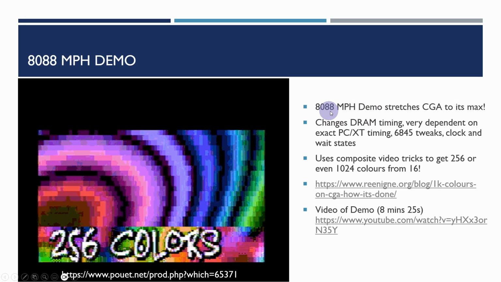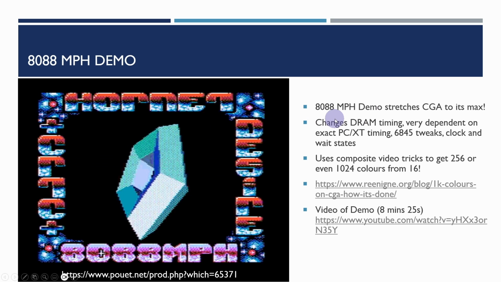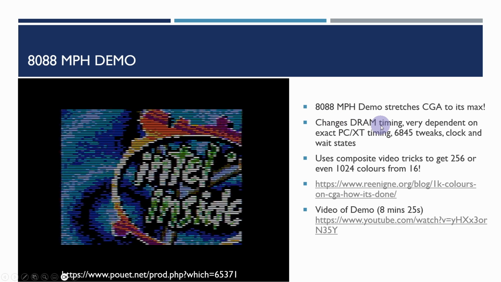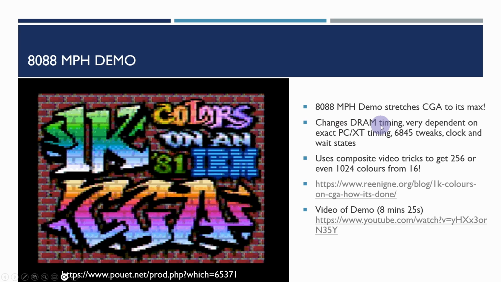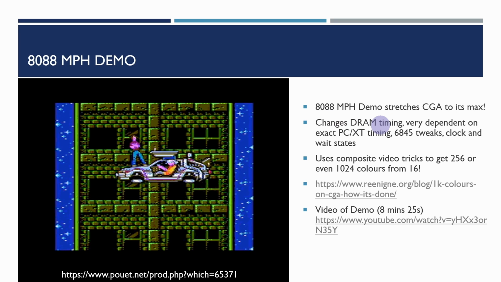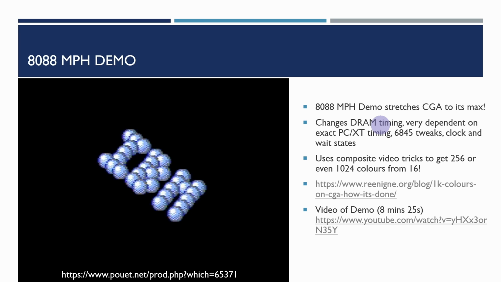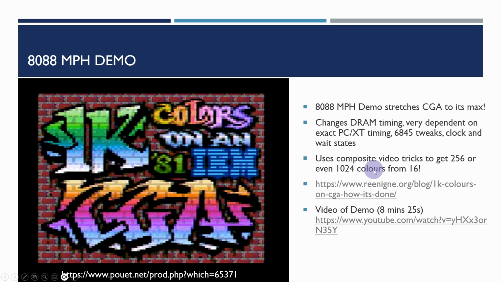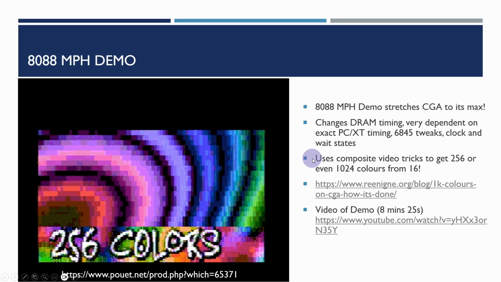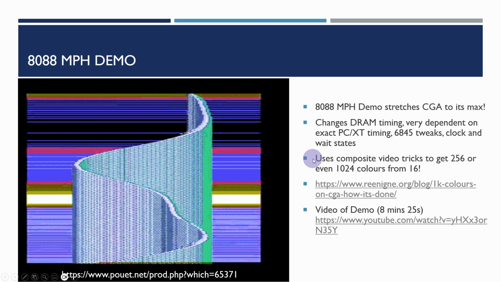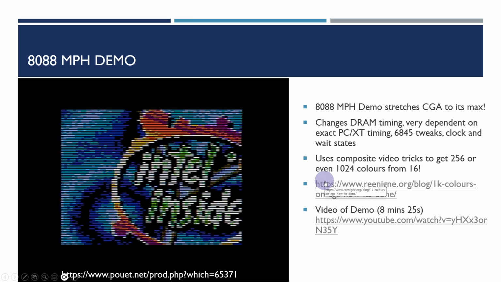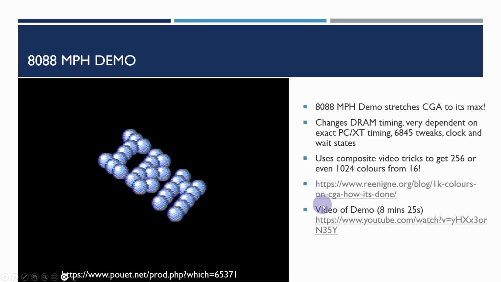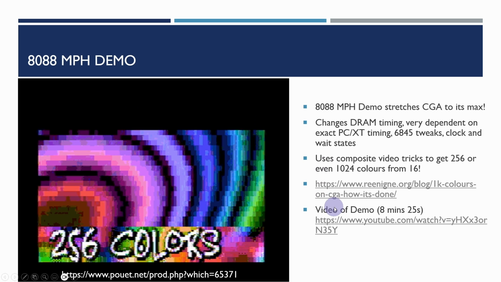The 8088 MPH Demo uses all sorts of tricks such as changing dynamic RAM timing. It's very dependent on exact PC XT timing, doing 6845 CRTC tweaks and changing RAM refresh rates and all sorts of things. So the composite video tricks are able to get 256 colours or even 1024 colours from the 16, and there is a link there which I'll include in the description below which explains exactly how you actually do that. And if you want to see the whole demo, which is about 8.5 minutes, then I'll include the link in the description below.